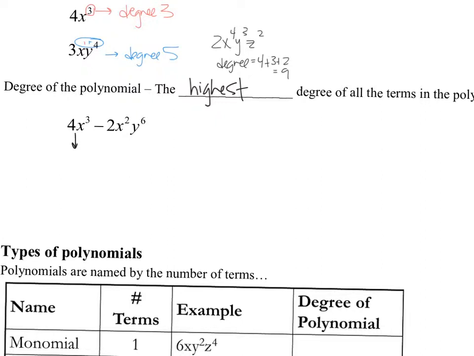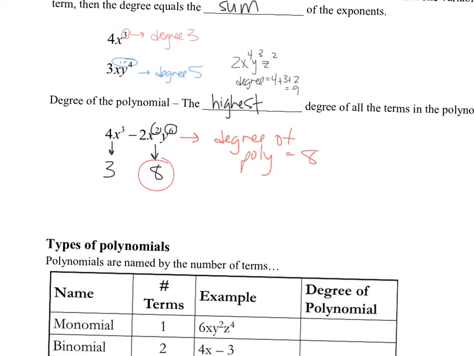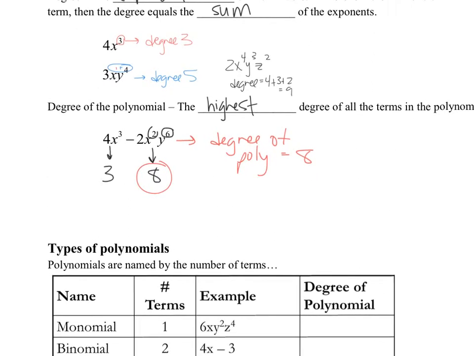So think about that. This degree of this term is just 3. And the degree of this term is you take your 2 and your 6 and add them together and get 8. And so therefore the degree of the entire polynomial equals 8. It's always the largest one for each term. Okay, so a little bit of vocabulary and definitions there to get us started.